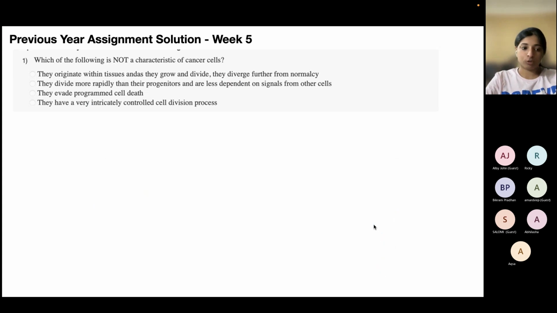So, with this, we will start discussing the previous year assignment questions and go through them one by one. So the first question was, which of the following is not a characteristic of cancer cells? The first option is they originate within tissues and grow and divide and diverge further from normalcy. They divide more rapidly than their progenitors. They evade programmed cell death, and that they have a very intricately controlled cell division process.